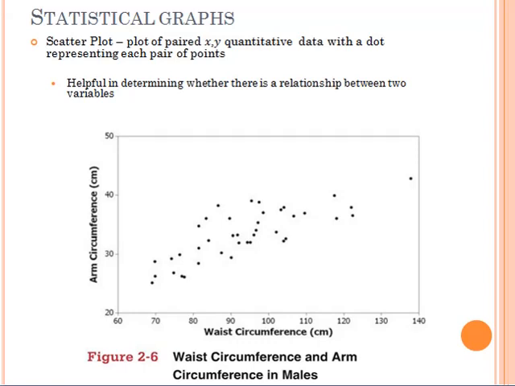So the scatter plot is a plot of paired XY quantitative data with a dot representing each pair of points. So if we have a pair of points represented by XY, and this is quantitative data which we can measure, then each dot in the scatter plot will be representing one pair of points, represented by X and Y, and this scatter plot is helpful in determining whether there is a relationship between two variables or not.